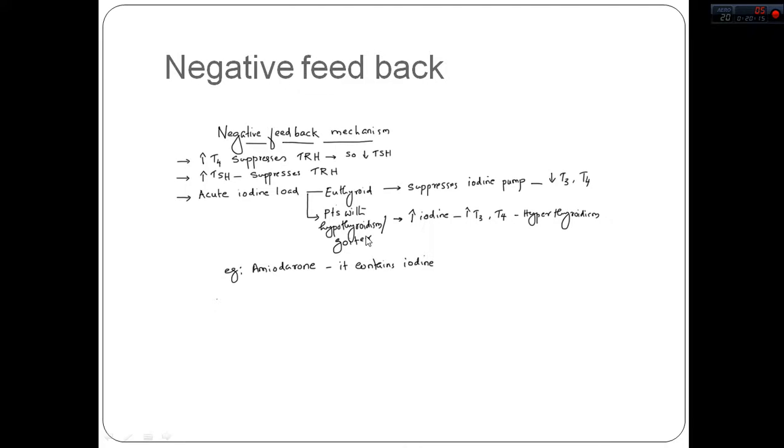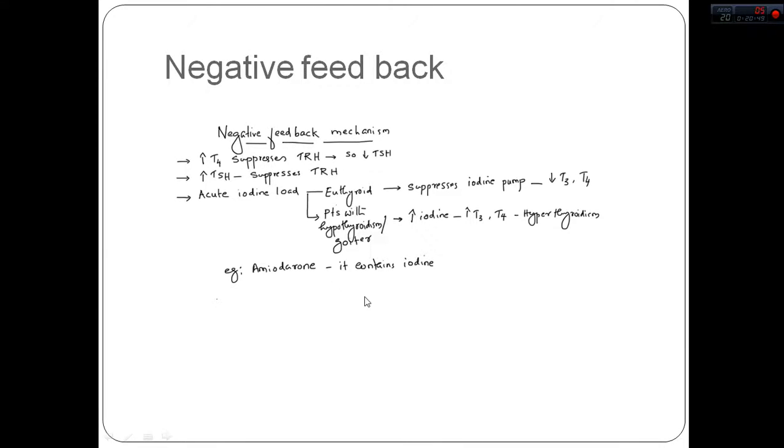what happens is all of a sudden this person is getting an excess of iodine. So the supply is more, and the production of T3, T4 will be more. So all of a sudden he becomes hyperthyroid. This is not going to last long, but at least that person goes into a hyperthyroid stage. So an acute iodine load can cause either hypothyroidism or hyperthyroidism depending upon the state of the thyroid.